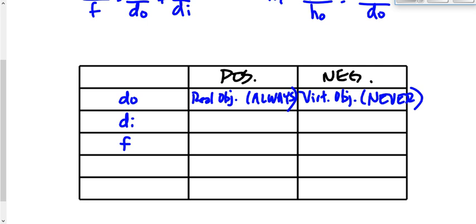di will be positive if it's a real image. You saw in some of the ray diagrams it was real and some of them it was virtual. You always get a virtual image if you have a diverging lens, but when you have a converging lens, it was real for the first three, and then it was virtual for the last one. So you've got to think of those ray diagrams or redraw those ray diagrams and identify whether it's a real or virtual image and determine whether di is positive or negative based on that.